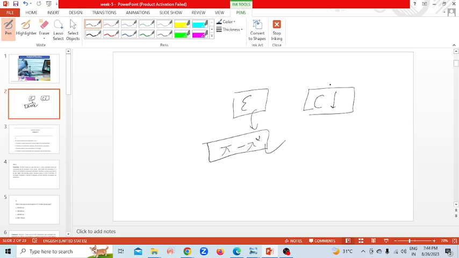Which absorption you will consider to measure the concentration of the analyte? Its epsilon value should be high for that.